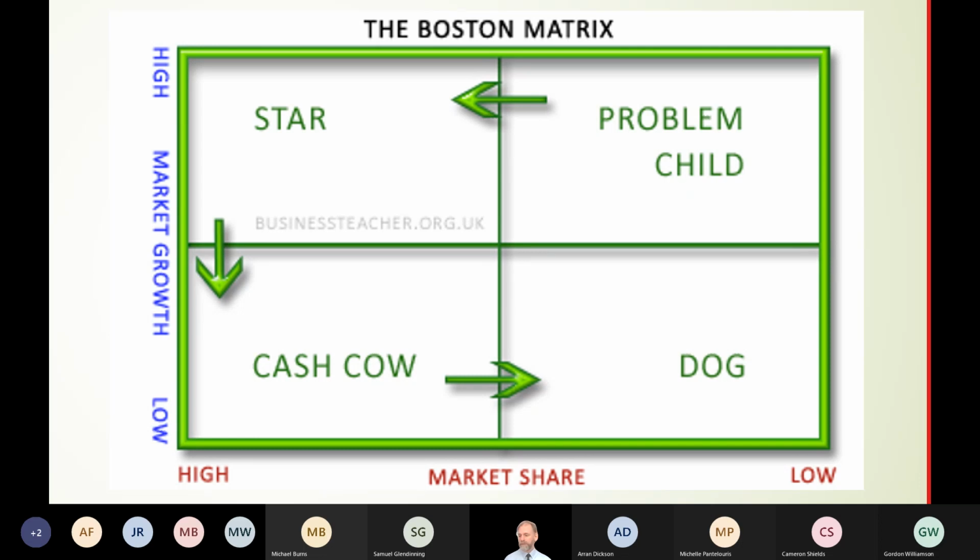Of course, if the market share declines, if people don't use Windows anymore, if they decide that Mac OS or Linux is the way to go, then the product becomes what we call a dog. There's no market growth. They don't have much market share. So why are you in that market space? Why are you spending resources trying to support that product? So that's the general progress of any sort of product, and it could be physical or it could be service-based.